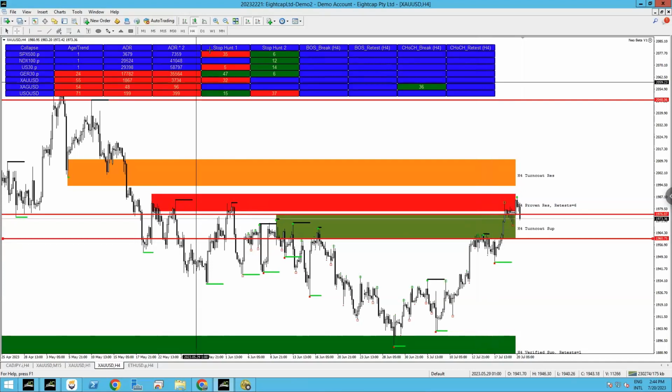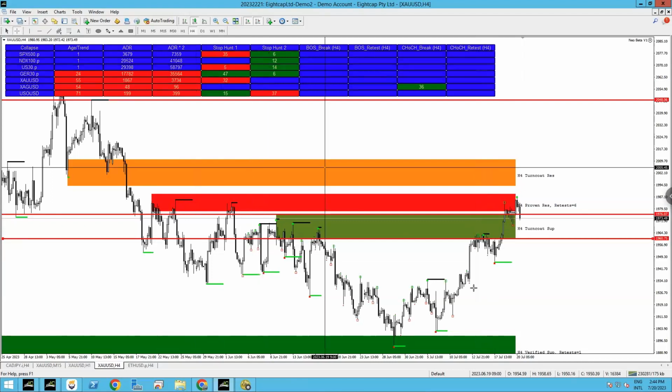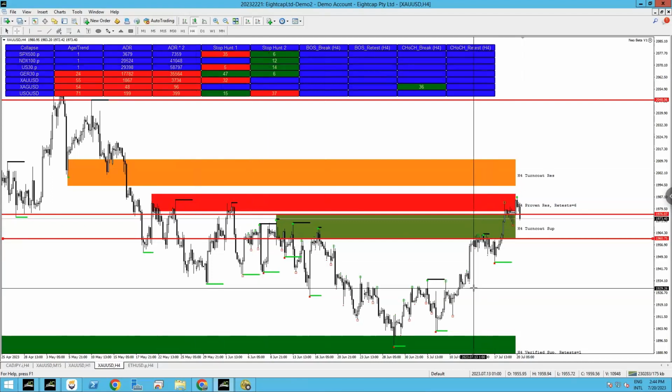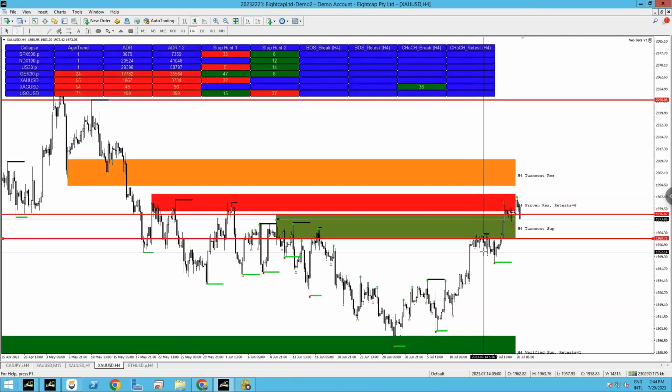And then stop hunt 2 is showing you the 1-hour chart. I don't really use stop hunt 2, and I might eventually even get rid of it in future. I had it there just for an extra confluence, but I'll probably just get rid of it in future. But it's showing you exactly what I just showed you there on the 4-hour chart, but just imagine you're looking at a 1-hour time frame.